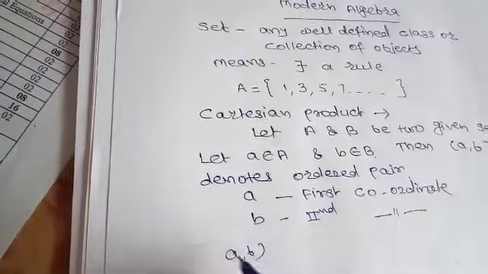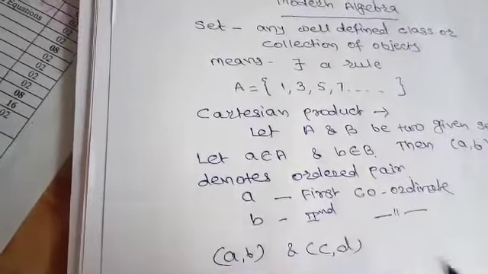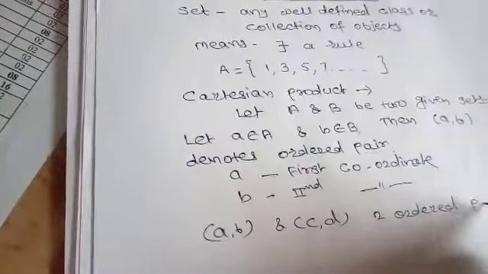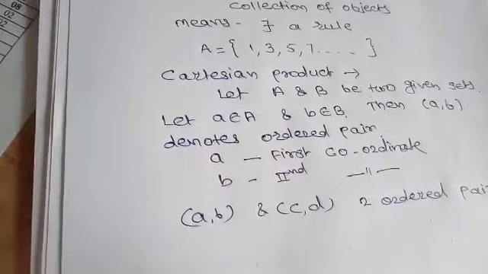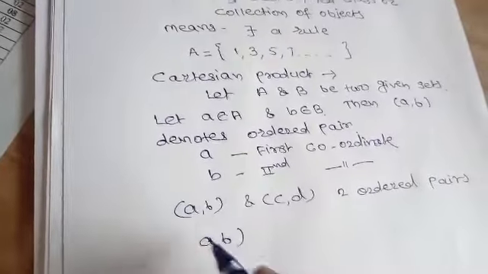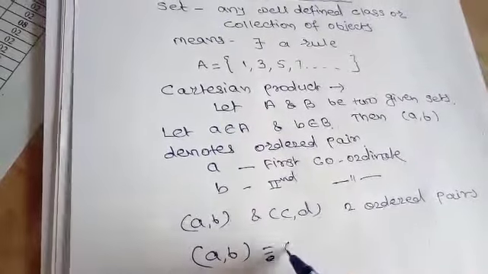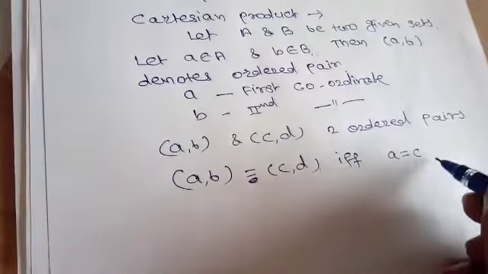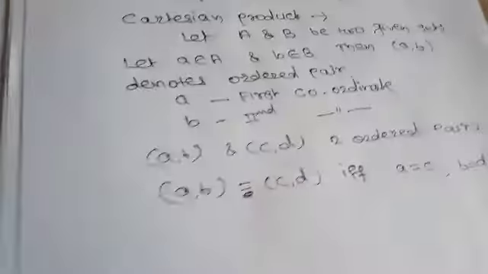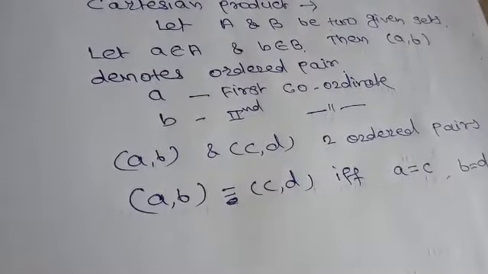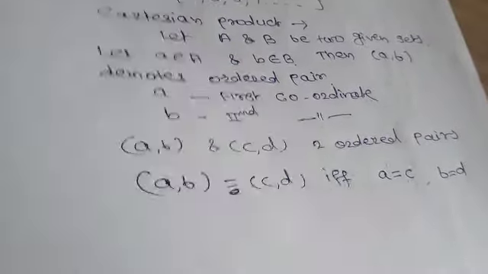Suppose (a, b) and (c, d) are two ordered pairs. Then (a, b) is equal to (c, d) if and only if a is equal to c and b is equal to d. Means first coordinate is equal to first coordinate of the second pair and second coordinate is equal to second coordinate of the second pair.